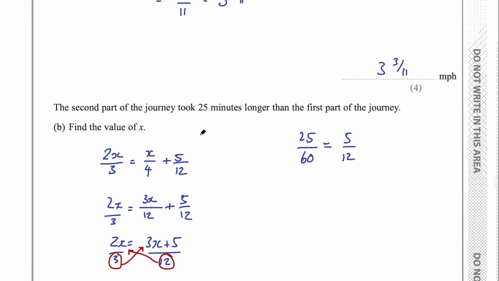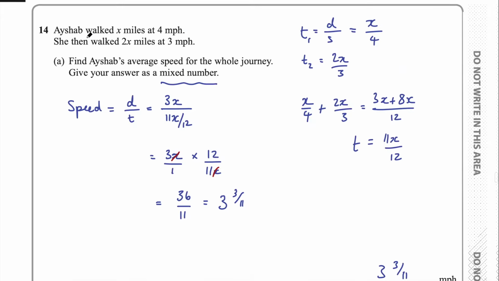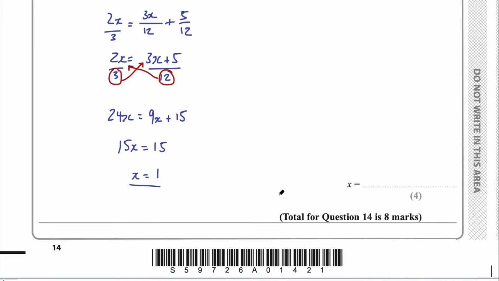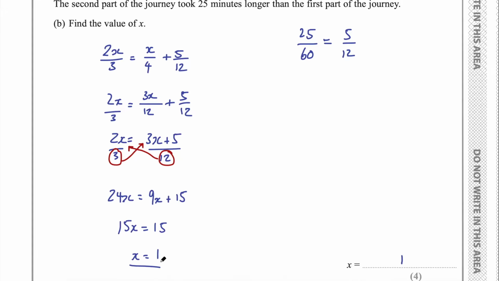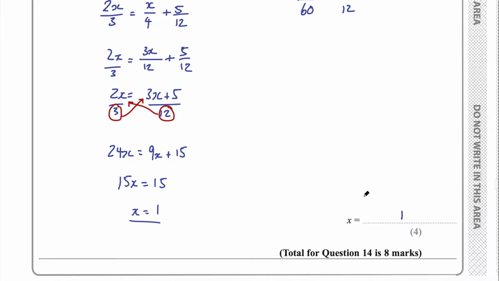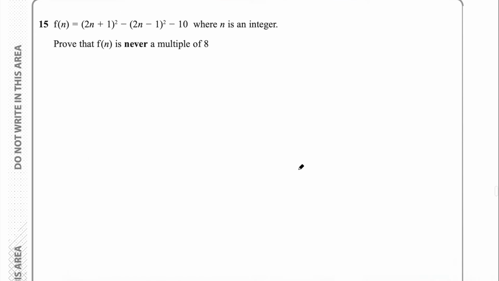If we go back to the original question, remember x was the number of miles Aishab walked in the first part of the journey. So she's actually walked 3 miles in total, but all we needed was a value for x there. And what you could do is substitute that 1 back into the original equation to make sure you haven't made any mistakes in this algebra. Okay, so that was part B for 4 marks and question 14 for a total of 8 marks.